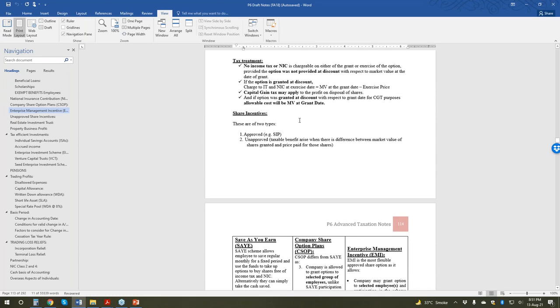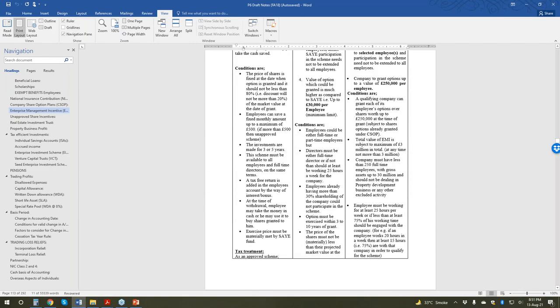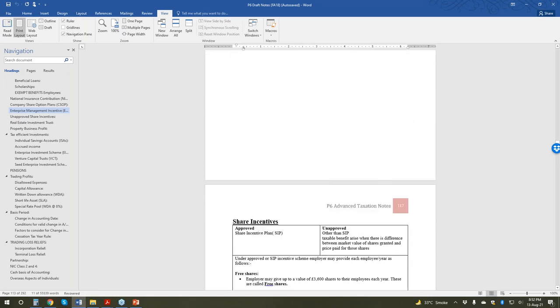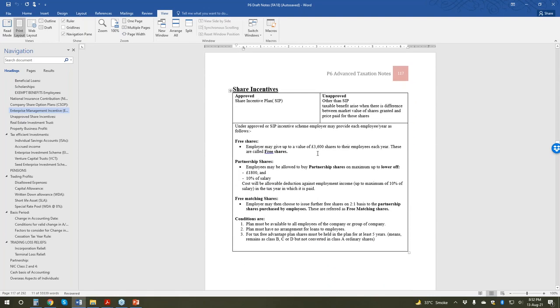There is only one type of approved share incentive plan of HMRC, and that is SIP. Now, what are the tax implications of SIP? There you can find in my notes that under SIP, each employee can be granted 3,600 shares by their employer, and these are called free shares. Then the employees can further buy shares in proportion to their free shares, and that can be the lower of 1,800 pounds or 10% of their salary, whichever is lower, meaning that they cannot buy more than 1,800 pounds of partnership shares.